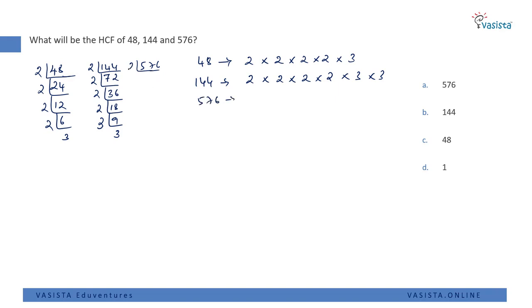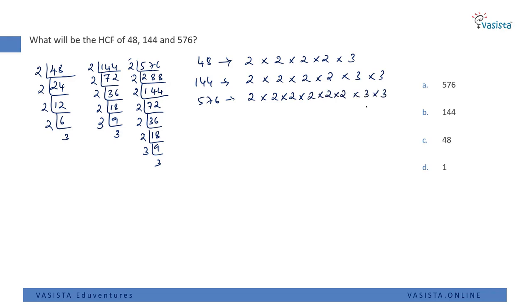Let us go with 2 288s, then 2 144s, then again 2 72s, 2 36s, 2 18s, 2 9s, and 3 3s. Here, how many 2s are there? 1, 2, 3, 4, 5, 6: six 2s, and two 3s.